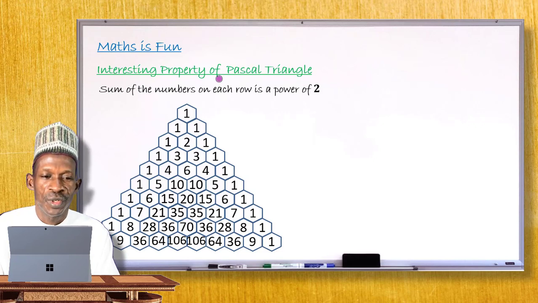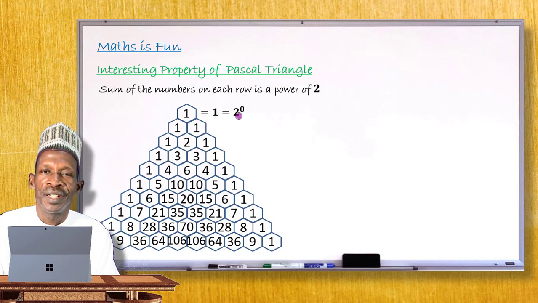Let's start with the first row. The first row contains only this number 1, and this one is nothing but 2 raised to the power of 0. Remember the indices, anything raised to the power of 0, the result is 1. Let me move to the second row. So I have two numbers, 1 and 1. Addition of those two numbers gives me 2, and the 2 is nothing but 2 to the power of 1.